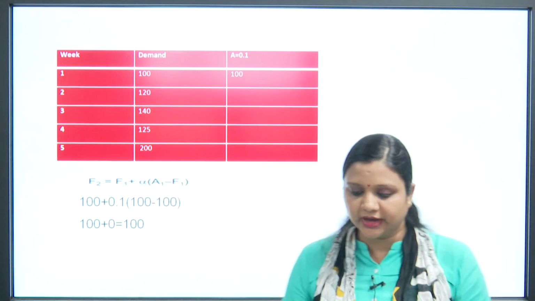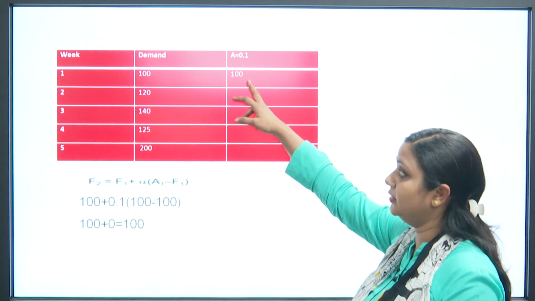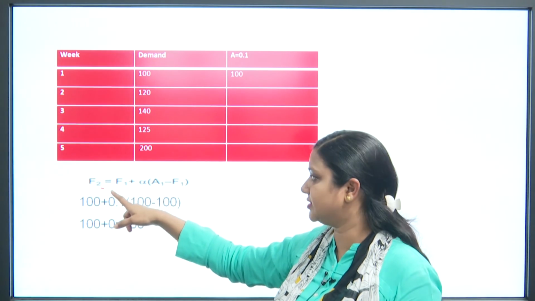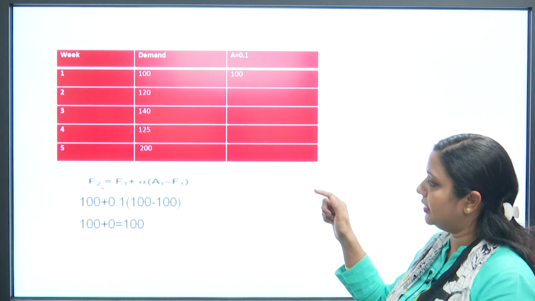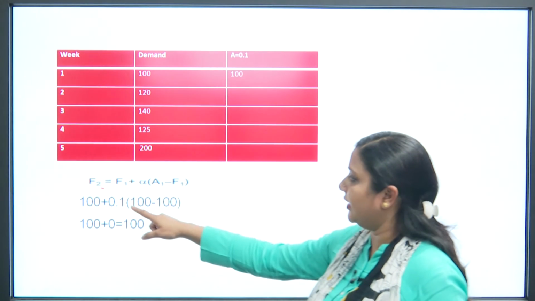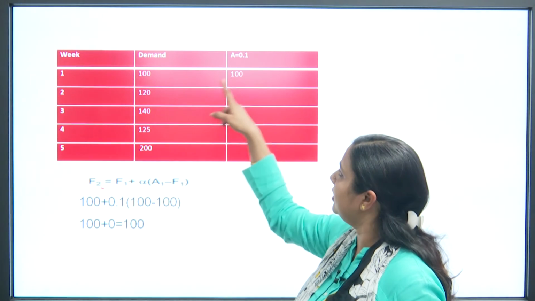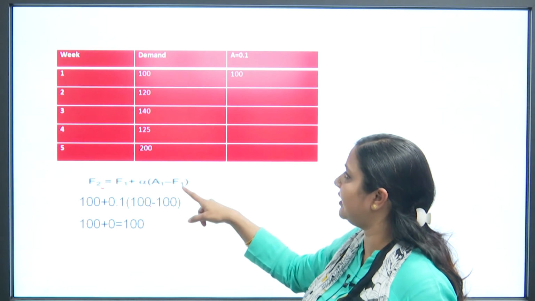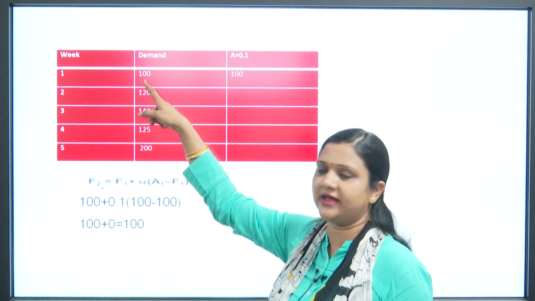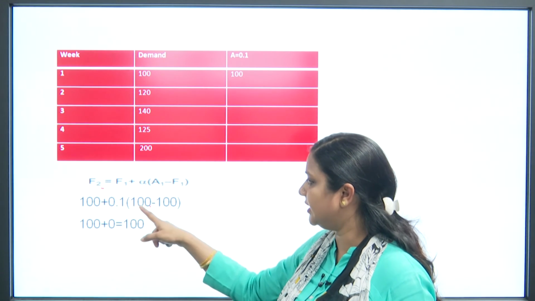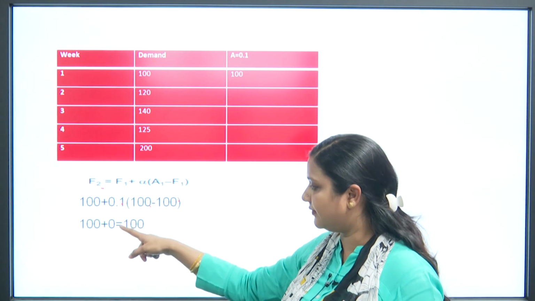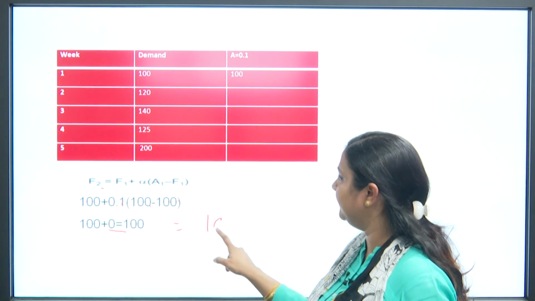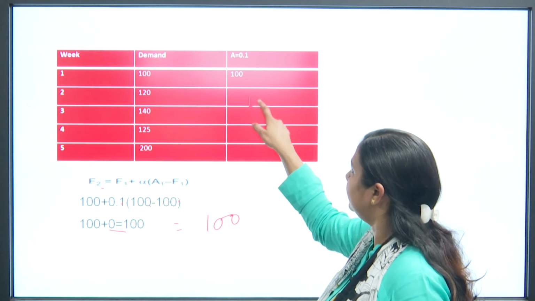So, if we are going to calculate the value for the period of week 2, F2 is equal to F1 plus alpha into (A1 minus F1). If we see, F1 is equal to 100, the alpha value is 0.1, A1 is equal to 100, and F1, the actual figure, is 100. So, 100 plus, if we see, 100 minus 100 is 0, multiplied by 0.1, that gives the value of 0, means the forecasted value for week 2 will be 100. Then comes the value 100.